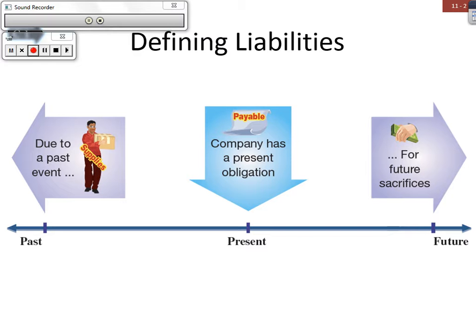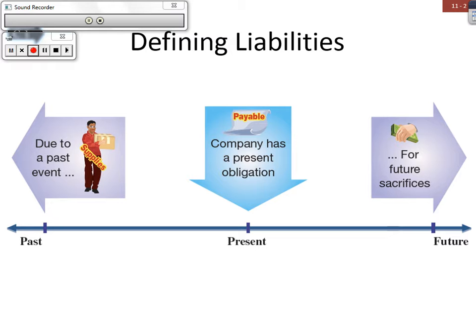But let's talk about a liability. You already know a liability is an obligation, right? Meaning a company has an obligation or a debt out there that they are required to pay at some point. Maybe a given due date, it may not be.